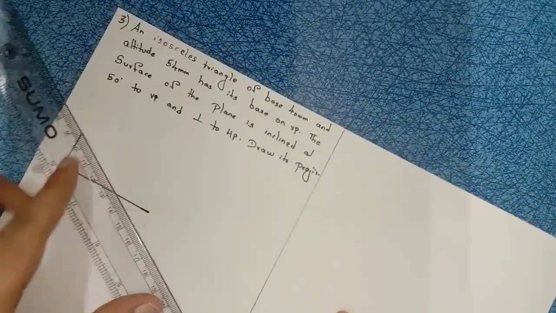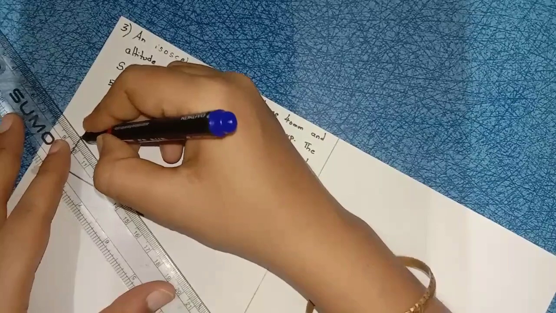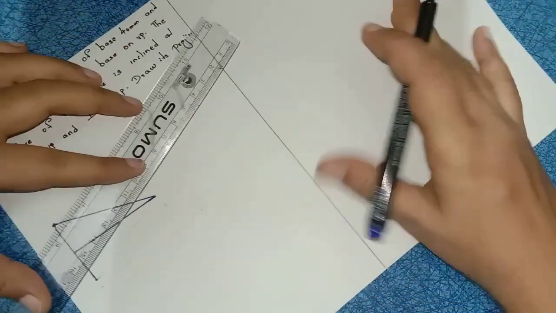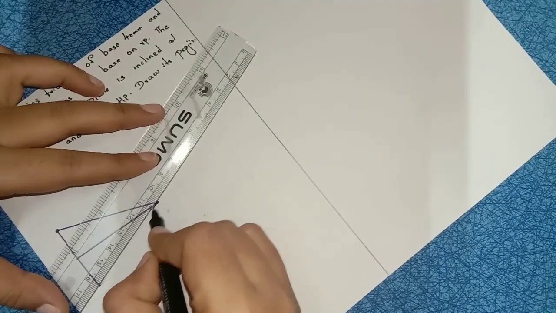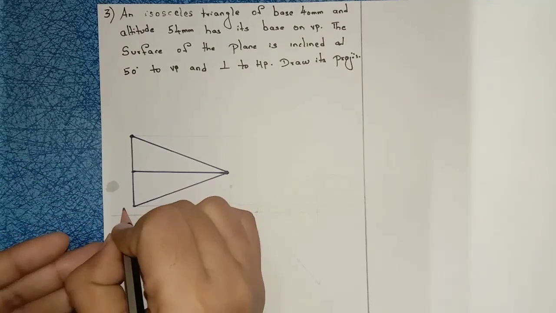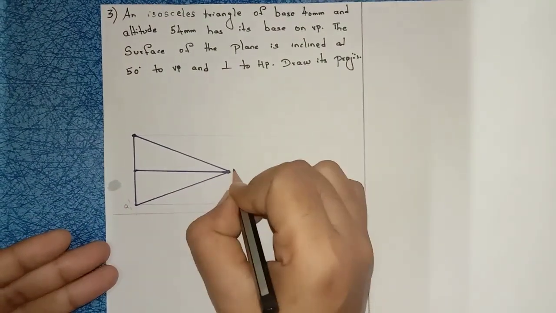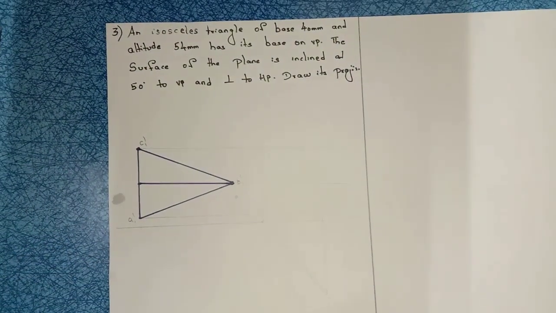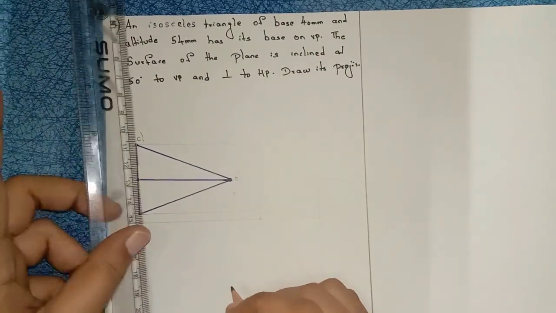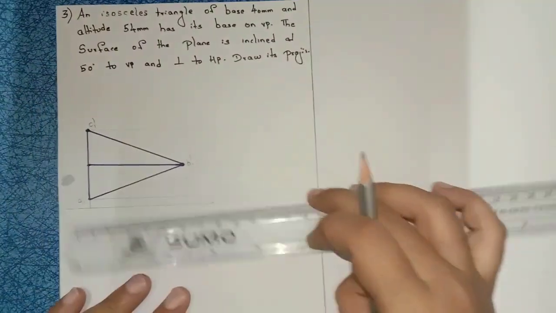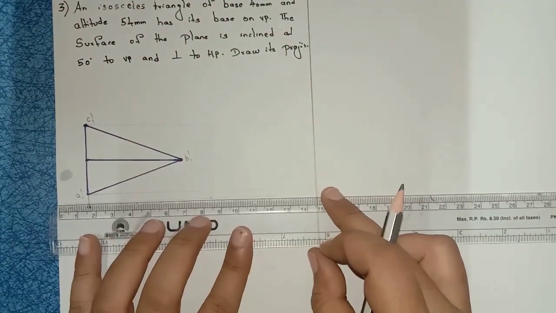Right, after that I am joining this point and I am joining this point. Right, I am naming here A1 dash, B1 dash, C1 dash. Right, after that what I have to do, I have to leave a 5 mm gap. In this question they didn't mention any distance, so I am leaving a 5 mm gap.